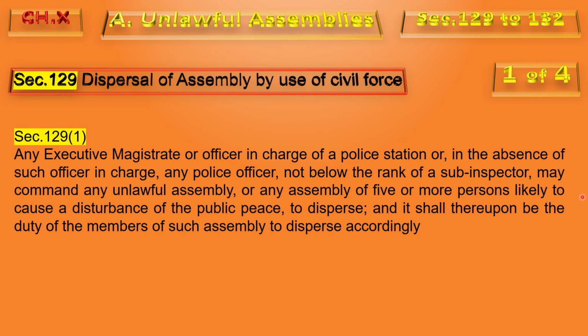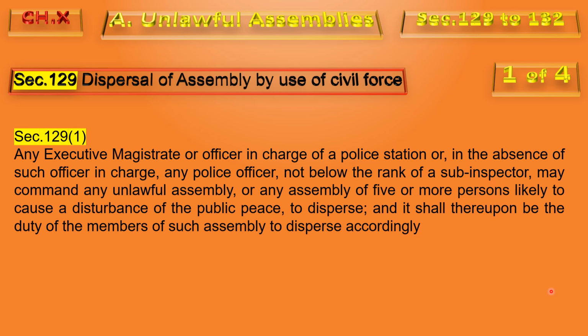Now, subsection 1 says that if there is an unlawful assembly of five or more persons, how can it be dispersed, how can it be removed? It is the duty of the executive magistrate or officer in charge of a police station. And if both are not available, in absence of both, any officer of police station not below the rank of sub-inspector. This is to be noted, that he should not be below the rank of sub-inspector. What are they going to do? Well, they can command the unlawful assembly to disperse, to go away.